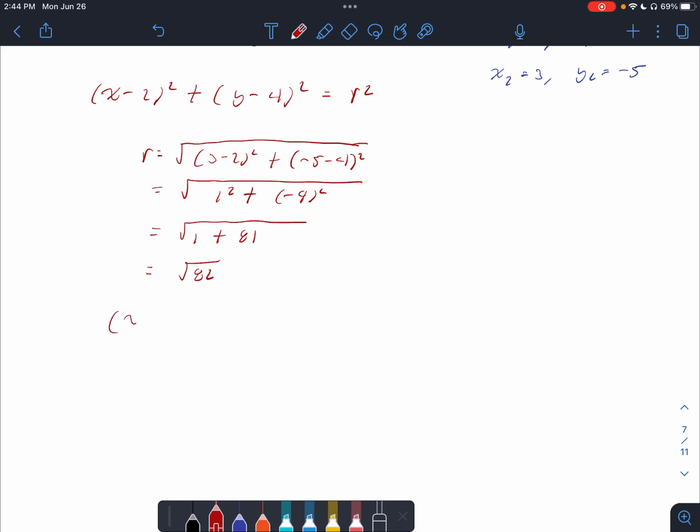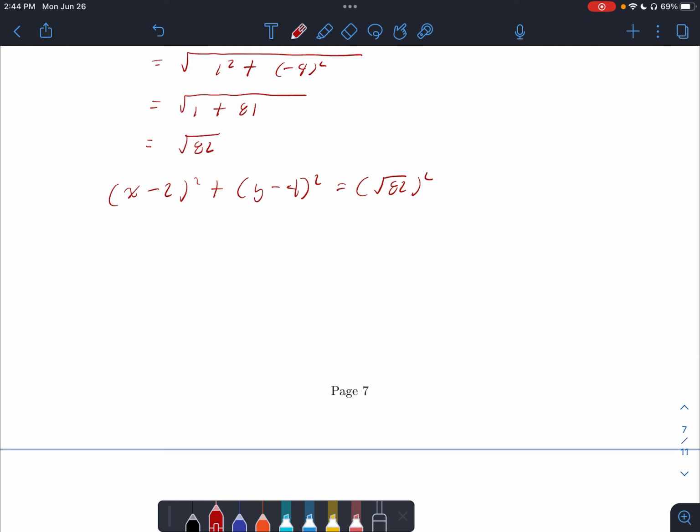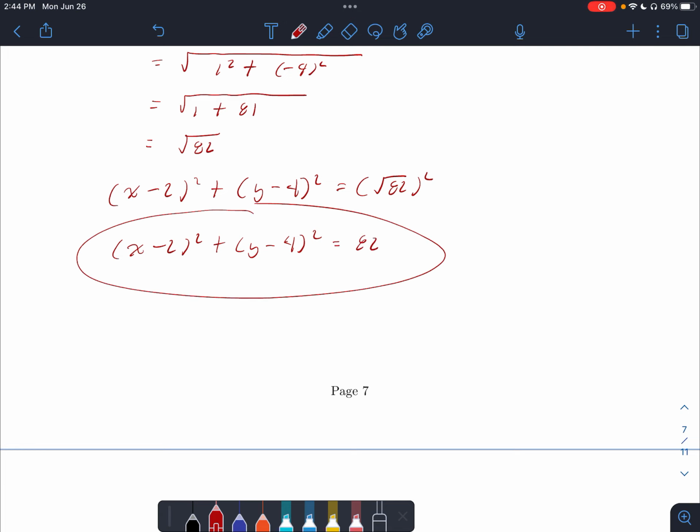So that means that (x minus 2) squared plus (y minus 4) squared equals the square root of 82, squared, is basically going to be the equation for our circle. We could simplify this a little bit and get the following: (x minus 2) squared plus (y minus 4) squared is equal to 82. And there's the equation for our circle.